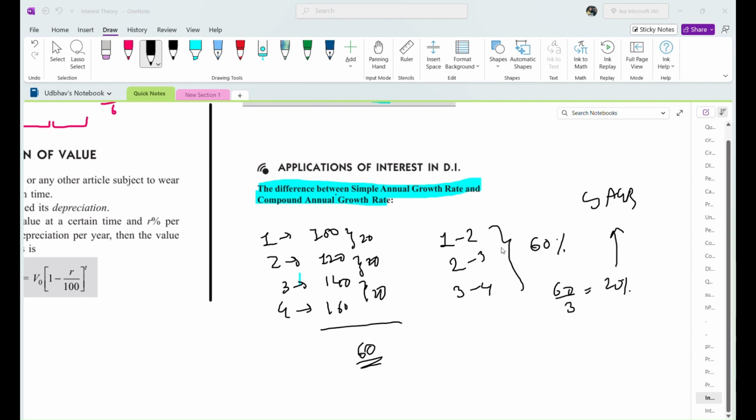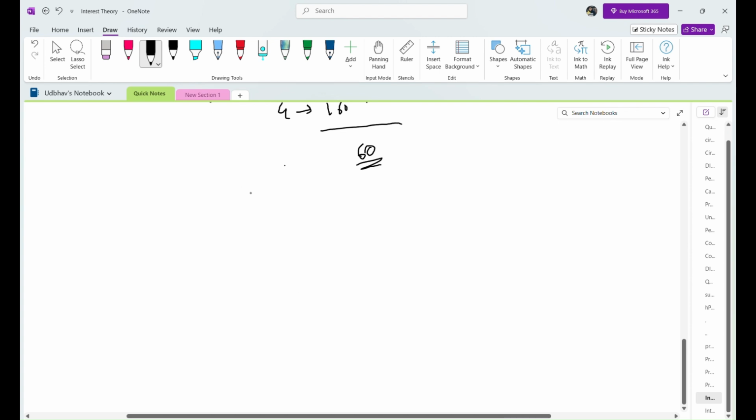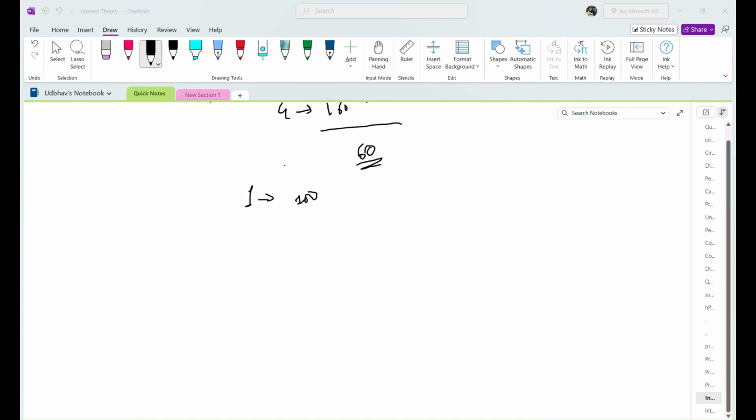Now, the second thing we can think of is compound annual growth rate, CAGR. Now imagine instead I still start with 100 coins, right? On the first year, I'm still having 100 coins. But now each year you grow not by adding 20 but by multiplying. Let's say each year your coin grows by 10%.